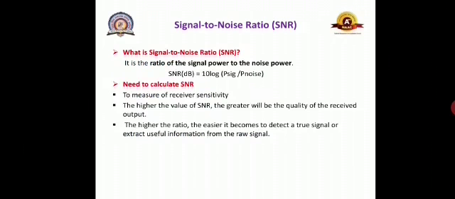Now, let us see what is the signal to noise ratio. In communication, noise is usually expressed as a power because the received signal is also expressed in terms of power. So, if the signal and noise powers are known, then the S by N ratio can be calculated in terms of decibel: dB equals 10 log to the base 10 of signal power to the noise power.